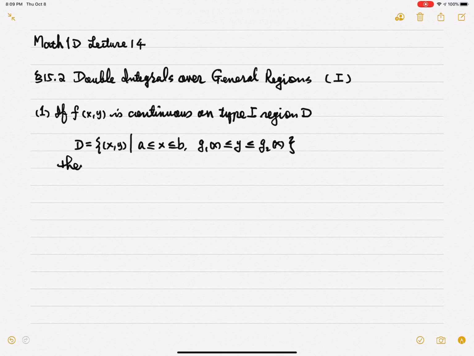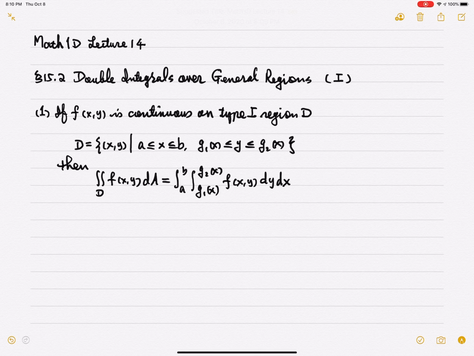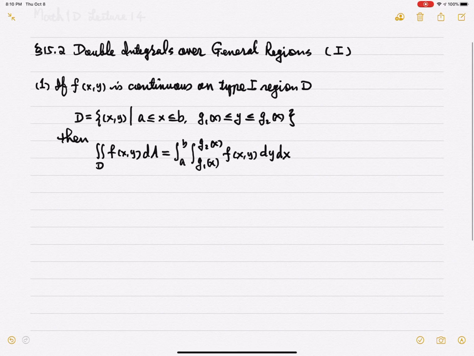Then we have the double integral like this. The integral on D of f(x, y) dA is equal to the iterated integral from a to b, of the integral from g1(x) to g2(x) of f(x, y) dy dx. So we have that. Now let's look at one example.